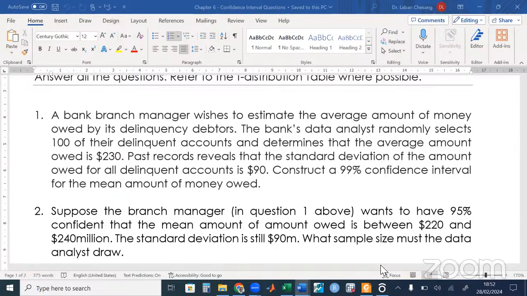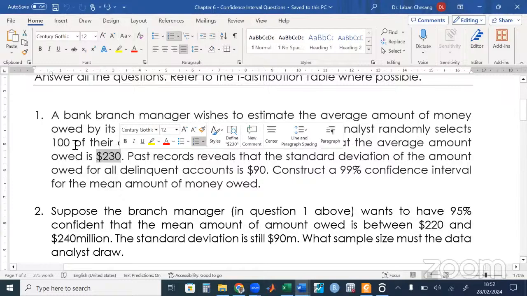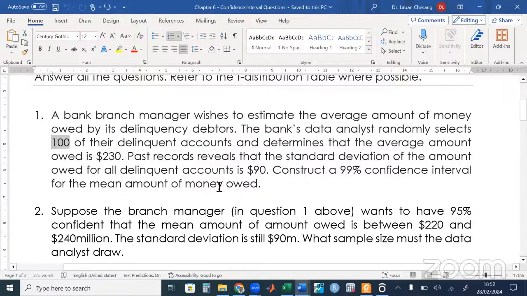So we've looked at it. We can address it as follows. I just want you to pick out the key issues there, the key variables of interest to us. We have the average amount owed, which is $230. We have a sample size of 100, and we have a standard deviation, which is also known, at 90.